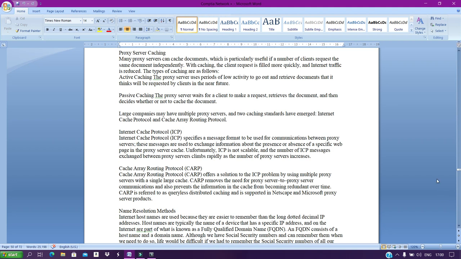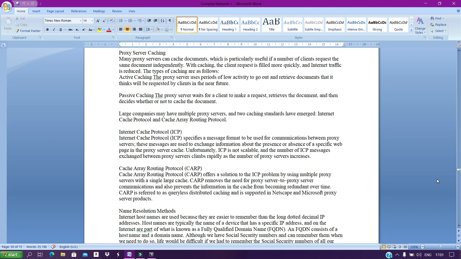Proxy server caching. Many proxy servers can cache documents, which is particularly useful if a number of clients request the same document independently. With caching, the client request is filled more quickly and internet traffic is reduced. Types of caching are as follows.